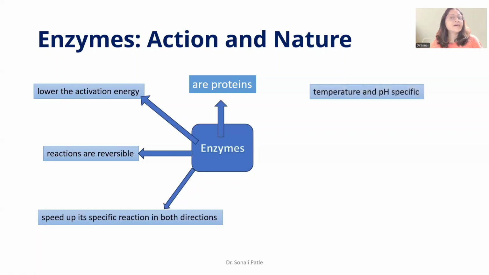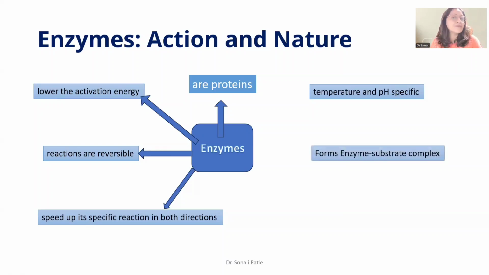These enzymes are temperature and pH specific, which means that a particular enzyme will have a specific pH and temperature range. It will have optimum activity at its optimum pH, and then this activity will start declining beyond the pH and temperature range.